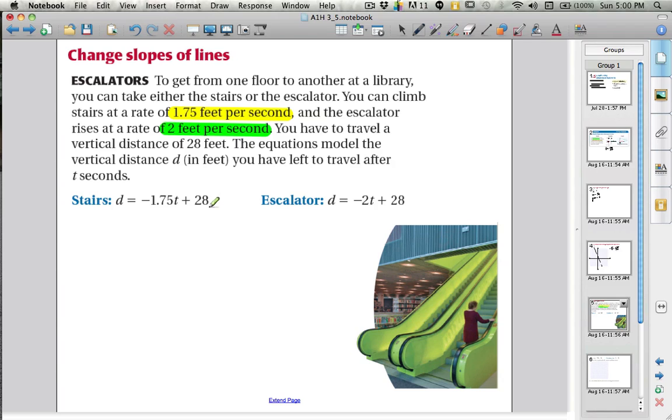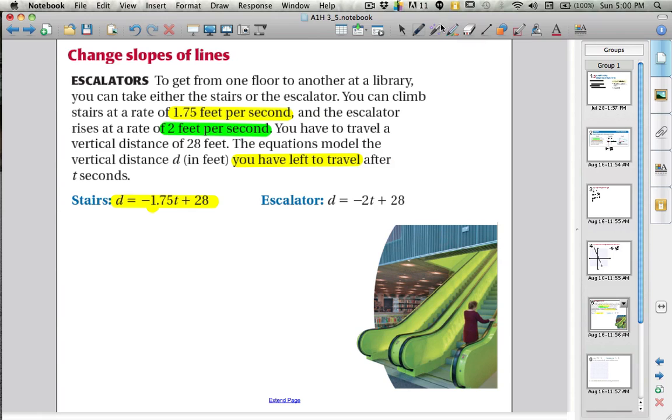And they've created 2 different equations for me that I could work with for this, one for the stairs. So you'll see that my distance is going to be equal to -1.75t plus the 28. So this is the distance I have left to travel.